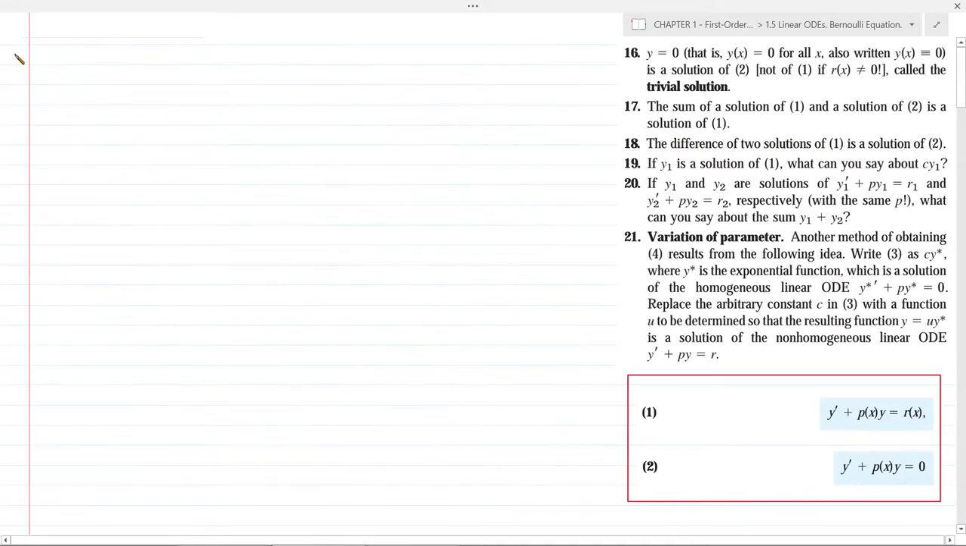Question 19. If y1 is a solution of 1, what can you say about cy1? So, we have been given that y1 is a solution of equation 1. Then we have y1' plus p of x y1 equal to r of x. Now, the question is asking, what can we say about cy1? Let us check if cy1 is a solution of equation 1 or not.